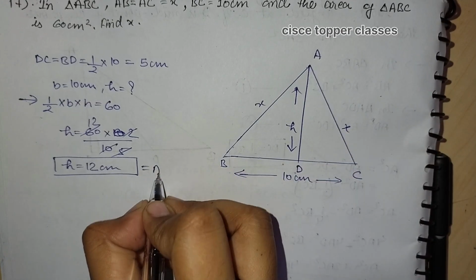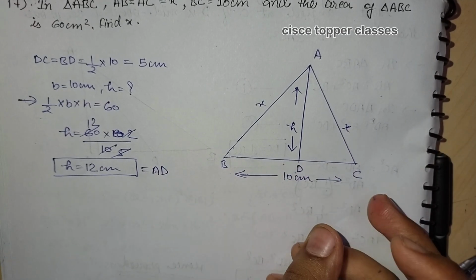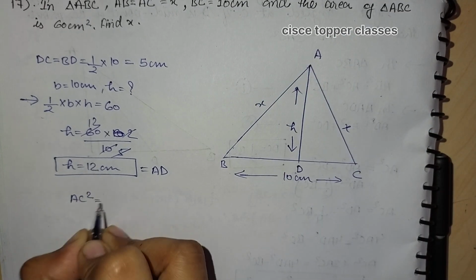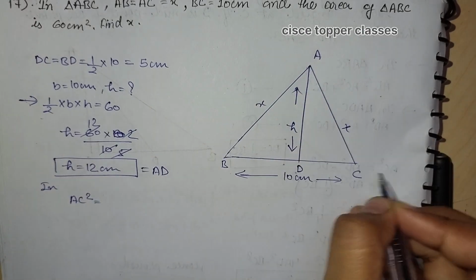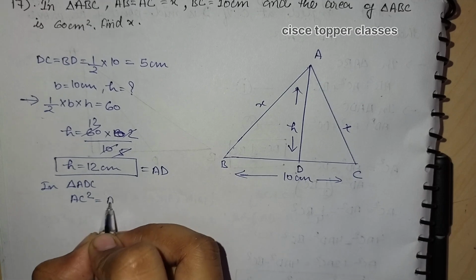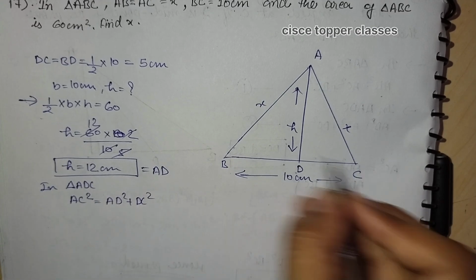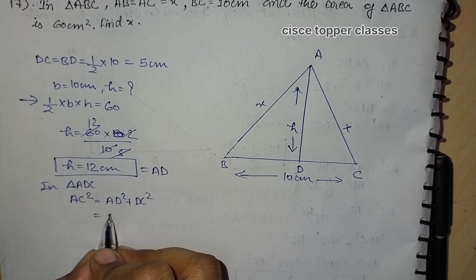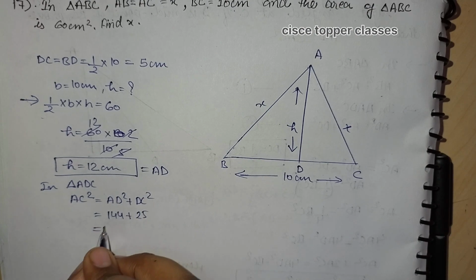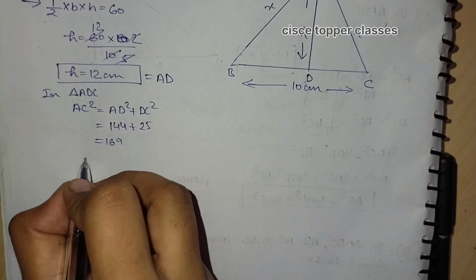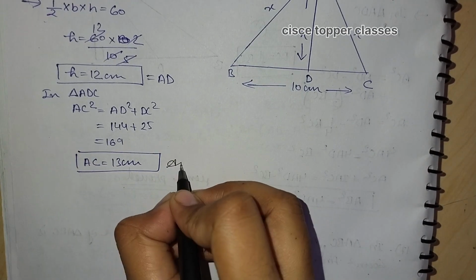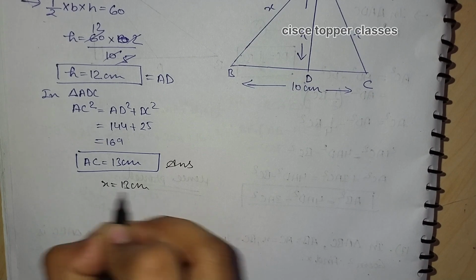Now this is equal to AD also, which is the perpendicular to BC. From this only, by Pythagoras theorem, we can find the value of x, which we have to find. Means AC square in triangle, whatever triangle we take, this one or this one, this is perpendicular only. So in triangle ADC, firstly, AC square is equal to AD square plus DC square. As DC is equal to 5 centimeter, we will put the value of DC, and AD is also we have found. So it will be 144 plus 25, which will be 169, and from there only we have found the value of AC as 13 centimeter. So this is the final answer in this question. Means the value of x is 13 centimeter here.